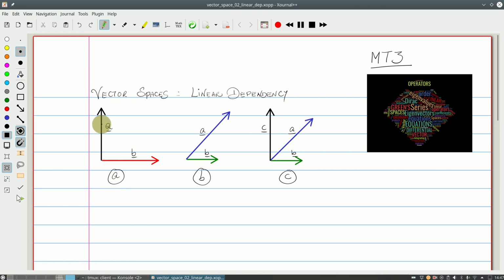In A, we have vectors A and B, which let's say are orthogonal to each other. Now, we haven't defined what orthogonal means yet, but you have an intuitive idea of what it is. And you know that these two vectors are linearly independent. They form a basis for this two-dimensional space. What makes them special? Well, you cannot represent A in terms of B or vice versa. Let's come to case B.